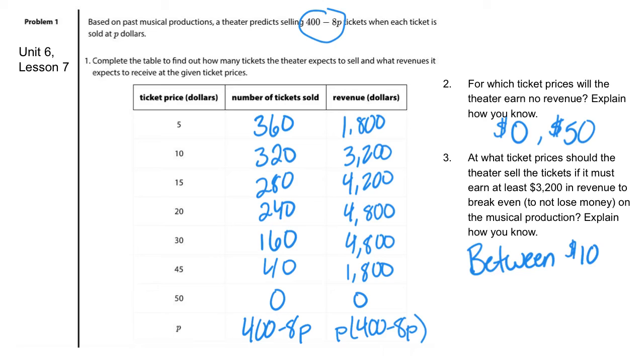And then looking at the other end of the table, where would 3,200 be in here? It's going to be somewhere between 30 and 45. And if you do a little trial and error, you'll see that at $40, they would make 3,200. And so your answer here could be between $10 and $40.